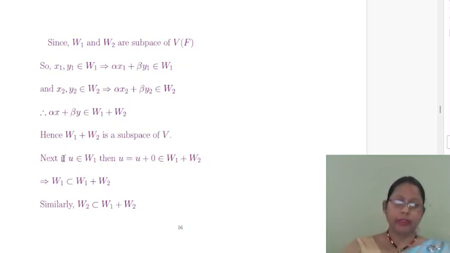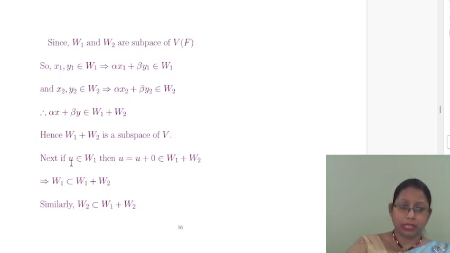Next, if u belongs to w1, then I can write u equal to u plus 0, where u already belongs to w1, and as w2 is a subspace, 0 belongs to w2. That means u can be written in this form, and that belongs to w1 plus w2. Therefore, you can take any element in w1, and I can write it in the form that belongs to w1 plus w2. That means w1 is a subset of w1 plus w2. Similarly, I can show that w2 is a subset of w1 plus w2.